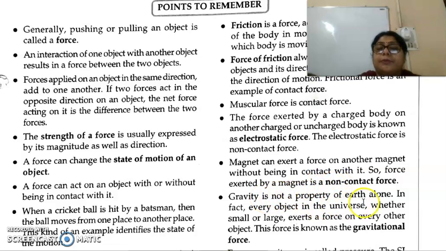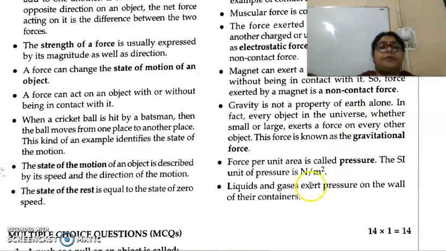Then gravity is not a property of Earth alone. In fact, every object in the universe, whether small or large, exerts a force on every other object. This force is known as the gravitational force. The next point: the state of motion of an object is described by its speed and the direction of motion. The state of rest is equal to the state of zero speed. So when we say that the body is in the state of rest, it means that the body does not have any speed.